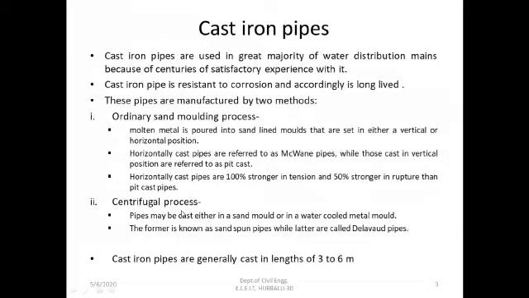And the other method is the centrifugal process, wherein pipes may be cast either in a sand mold or in a water cooled metal mold. The former is known as sand spun pipes, while the latter are called Delawood pipes. Now these are generally manufactured or cast in lengths of 3 to 6 meters.